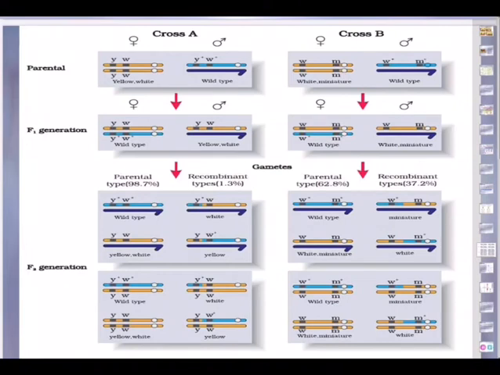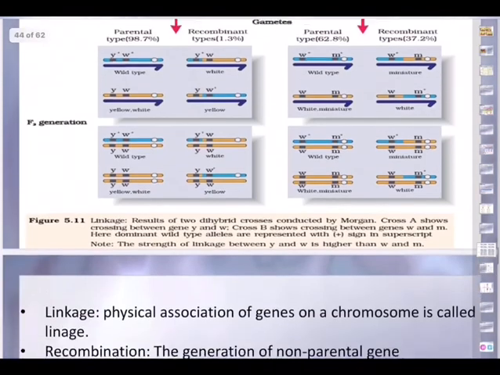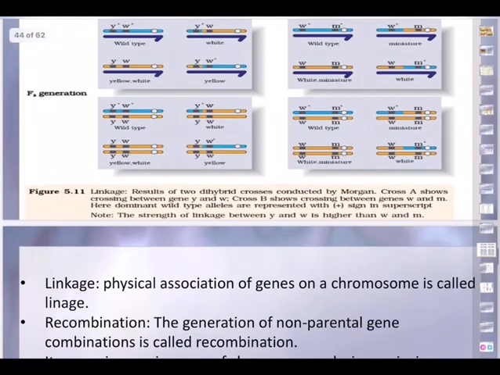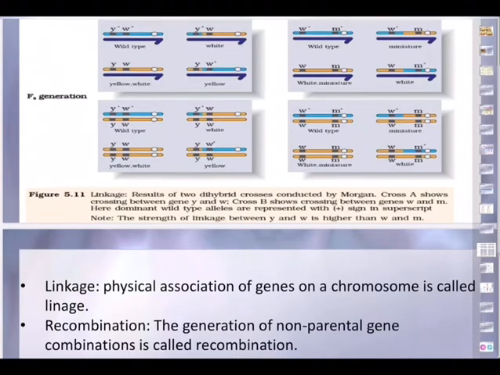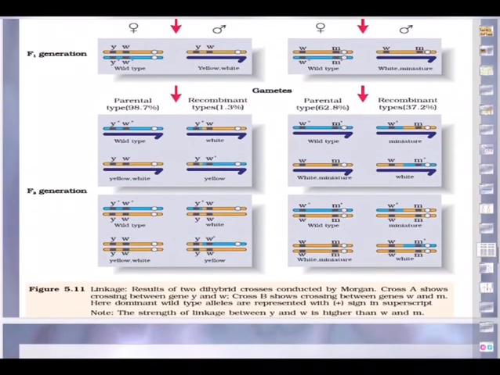Whereas here you can see all new combinations have been formed. And how many new combinations? It is to the tune of 37.2%. So this is how linkage and recombination will influence the phenotype of F2 generations. This is what was discovered by Morgan.